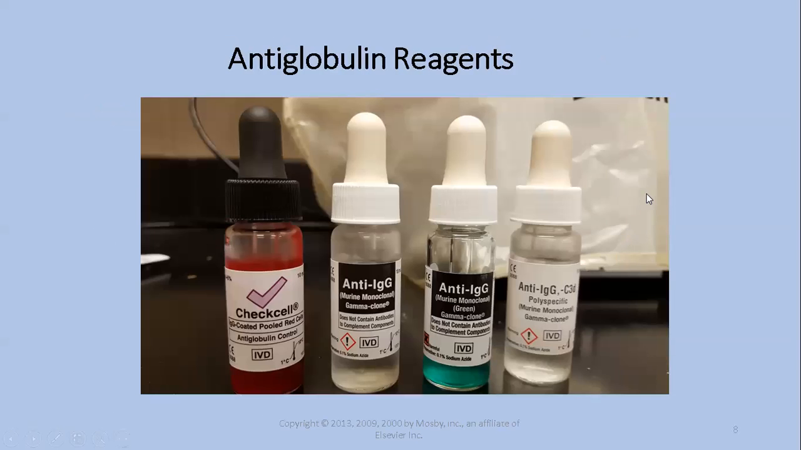So you've seen this picture before. Here we see our polyspecific anti-human globulin, which contains both anti-IgG and C3. We see monospecific anti-IgG. This one happens to be pigmented, and the reason it's pigmented is so that we can see when it's been added to the tubes. And then we have our check cells, and you can see here IgG coated red cells. Okay, so let's move on to the next slide.